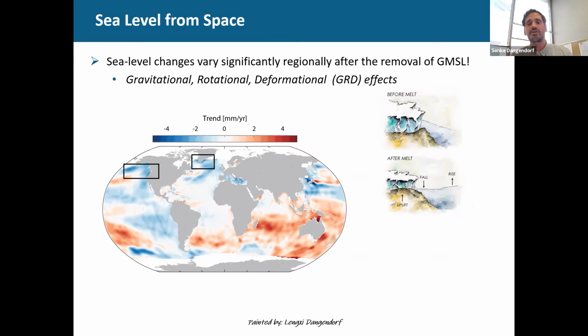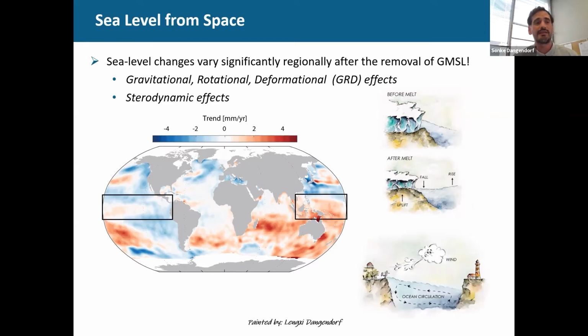So these are two additional processes in addition to the barystatic sea level change that we see in the global mean. I marked these two areas in Greenland and in Alaska. These are typical regions where we see a negative sea level trend. This is actually a fingerprint of the recent mass loss in these regions.